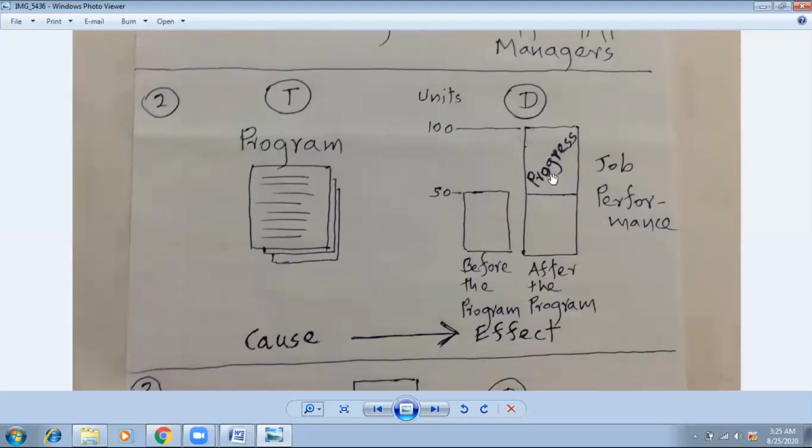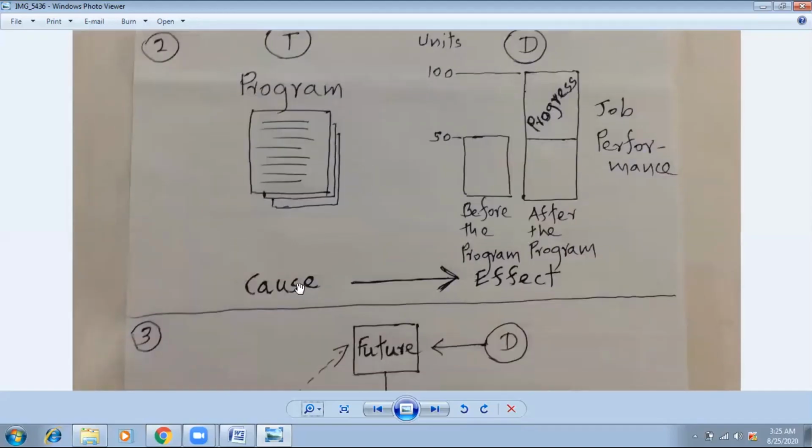Okay, so then the progress is the development with regard to job performance. The progress of job performance is called development. Then the program designed to give knowledge, skills, and attitudes in order to have that progress, that is training. So then training is the cause. The development is the effect.